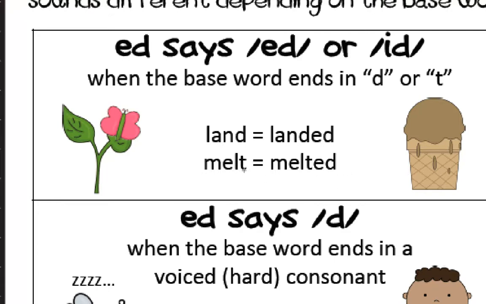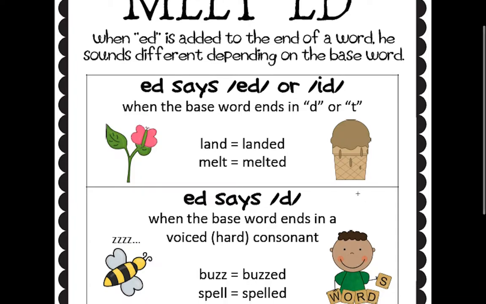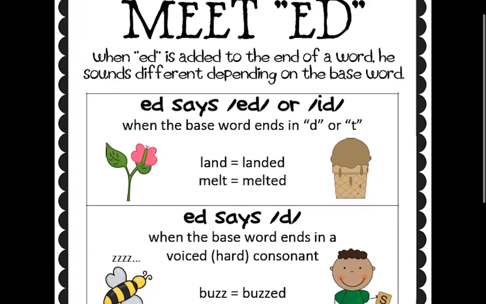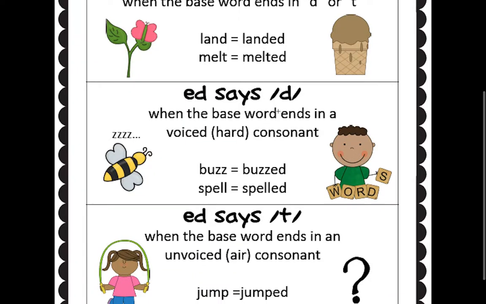And look at melt. The root word here is melt, and it ends with a T. So when we add ed, it's going to sound like this. Melted, melted. The ice cream melted away. So it sounds like id, but we spell it with ed. Ed also just says d, but remember, even though we just hear d, we need to make sure we're spelling the words with an ed at the end.